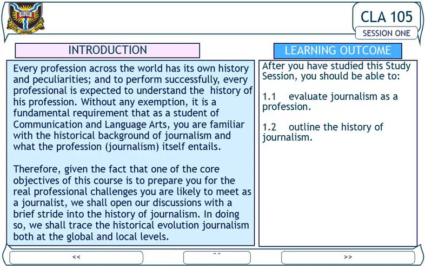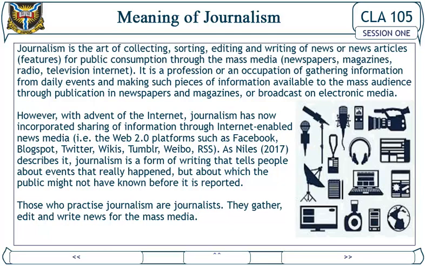Evaluate journalism as a profession. 2. Outline the history of journalism. Meaning of journalism. Journalism is the art of collecting, sorting, editing, and writing of news or news articles, features, for public consumption through the mass media: newspapers, magazines, radio, television, internet.